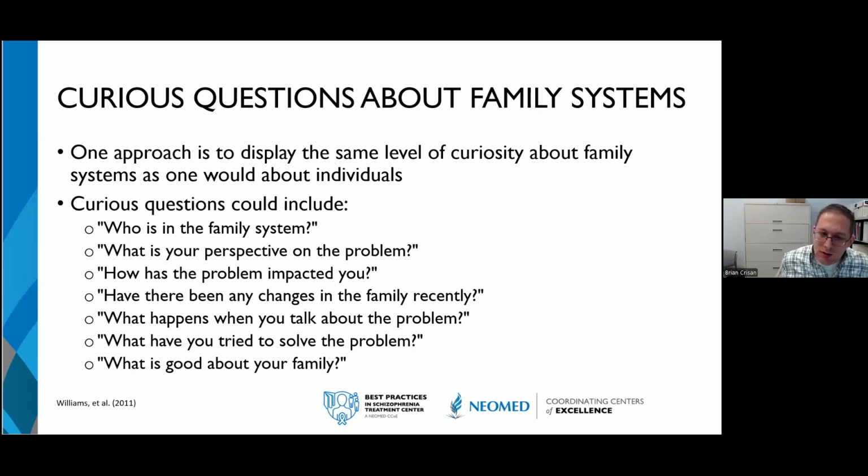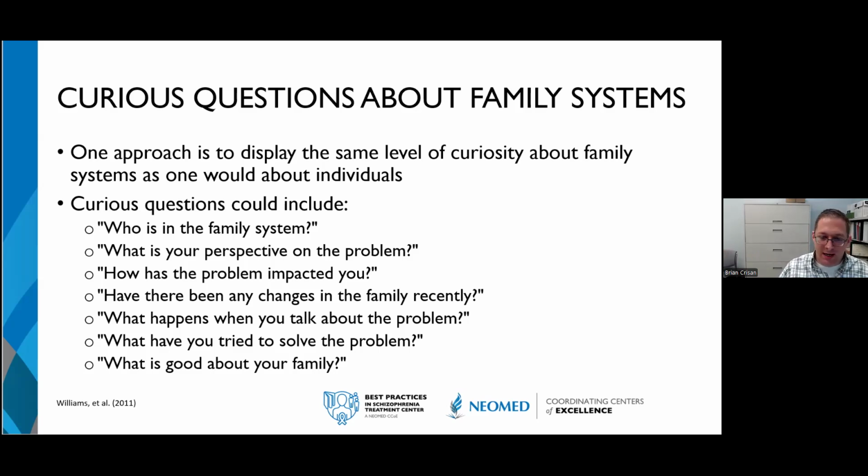So who's in the family system? Again, families are not necessarily just biological relatives, they might be others that are important. So it's good to know who that is. What's everybody's perspective on the problem, right? What was my perspective? What was the little boy's perspective, right? Our perspectives were different. It's important to attend to everybody's perspective and not leave anybody out, so that nobody's perspective gets sidelined.